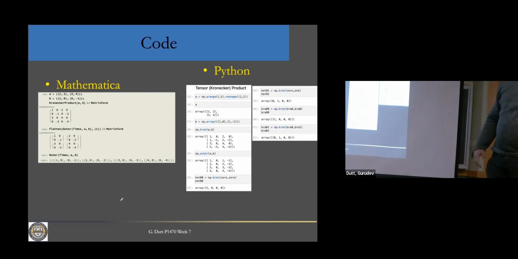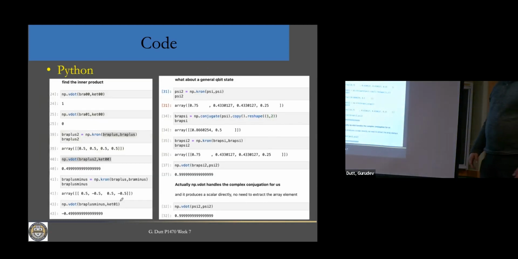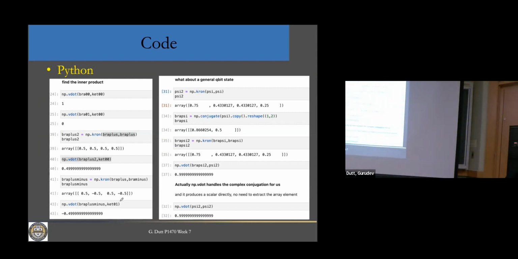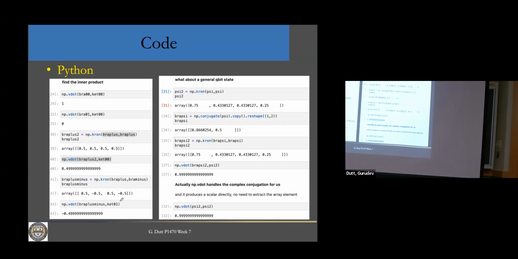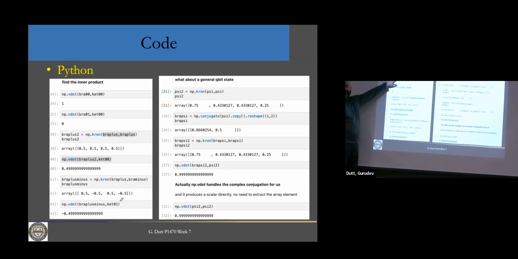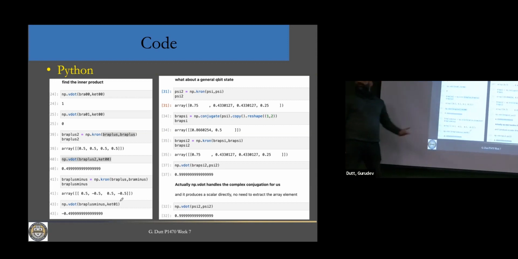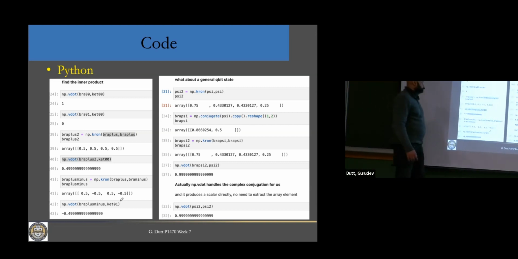Or the 4-dimensional linear algebra representation. I've put it all up here, but again, you can find the inner product using vdot. vdot takes the complex conjugate, so it's good to use that because it automatically takes the complex conjugate when it takes the multiplication of two arrays.